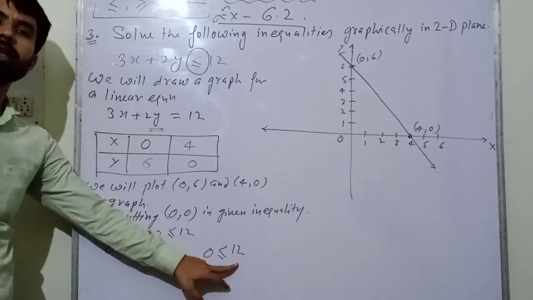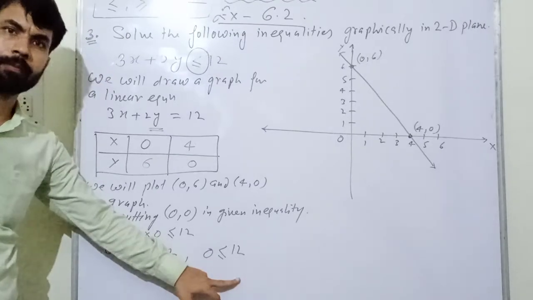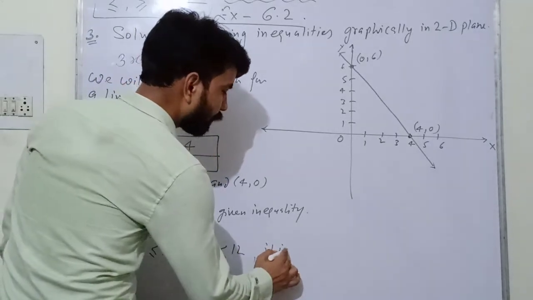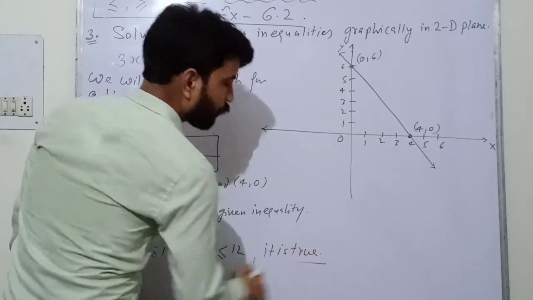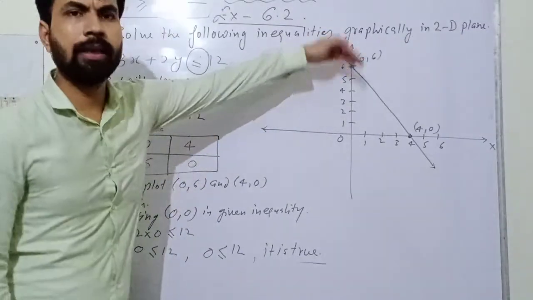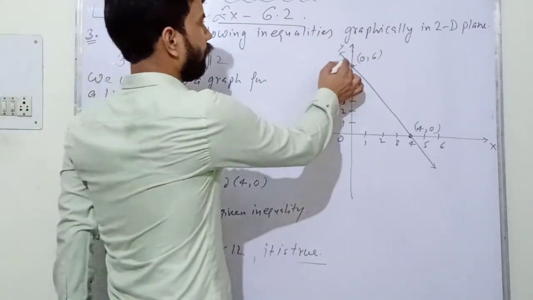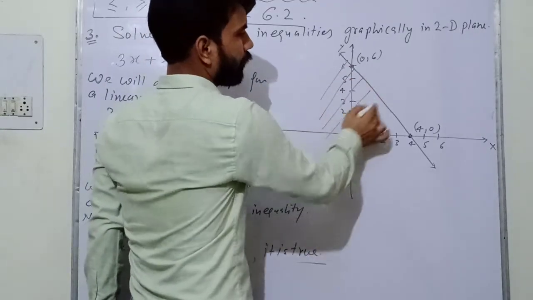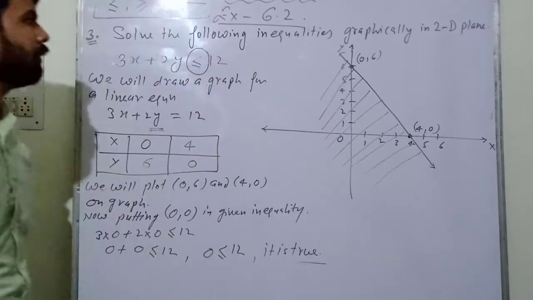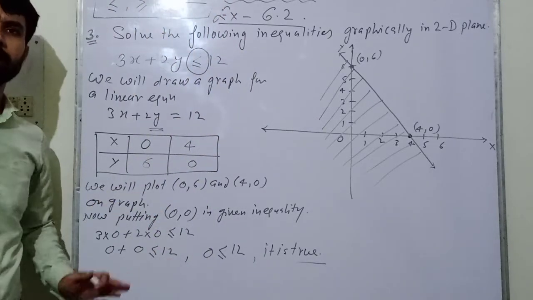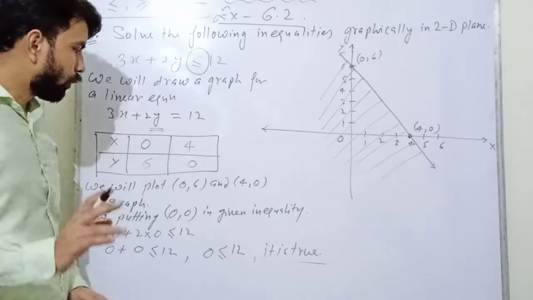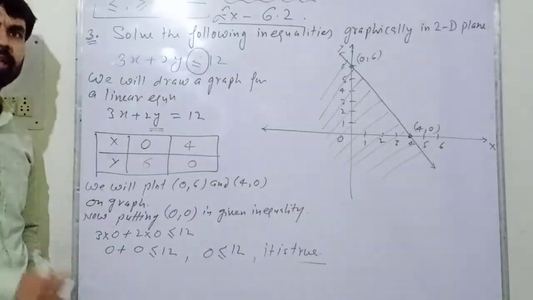So 0 is smaller than 12. Is this condition true or false? Obviously it is true. So you have to write it is true. If it is true, then we will shade the region towards the origin. Clear? So which region do we have to shade? Towards the origin. This is the shaded region, and here this answer is completed. Now is it clear? Okay, very good. So pause the video and note it fast.